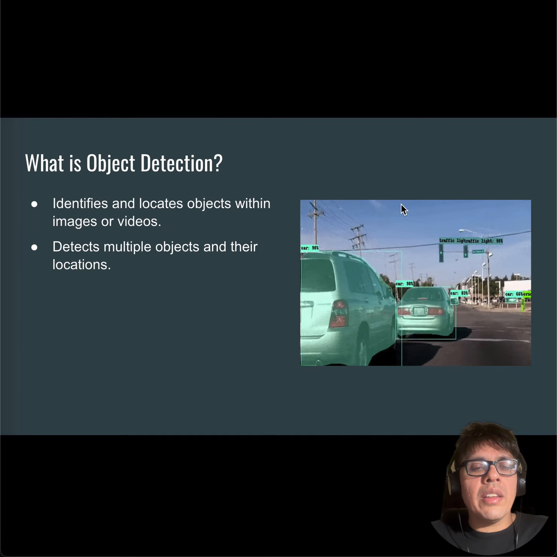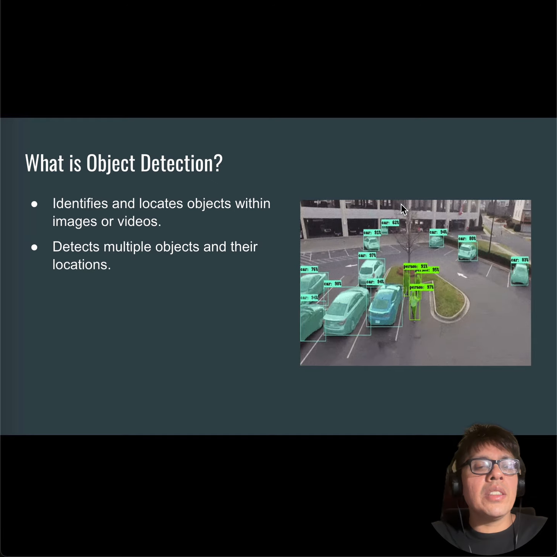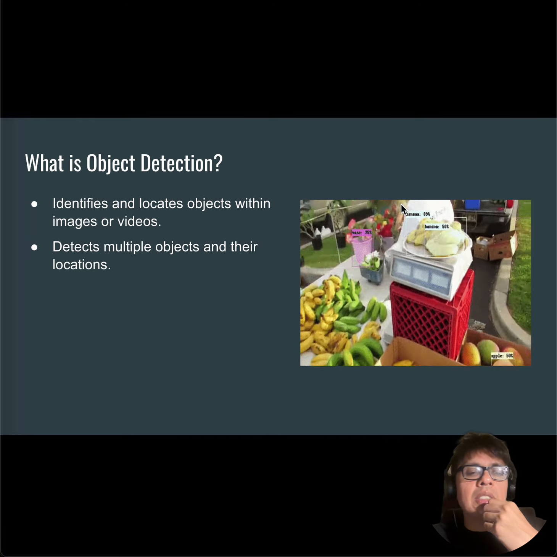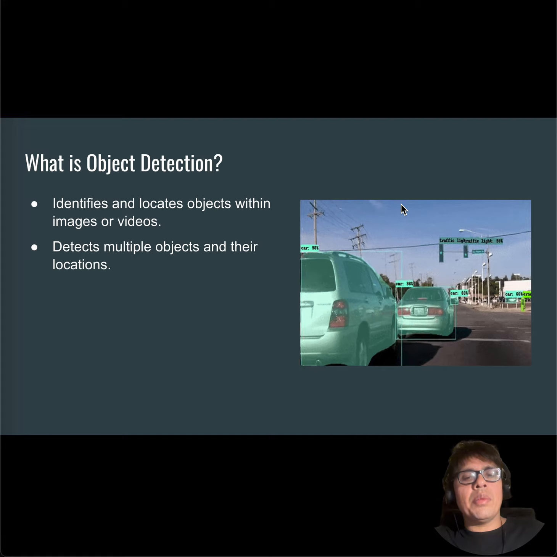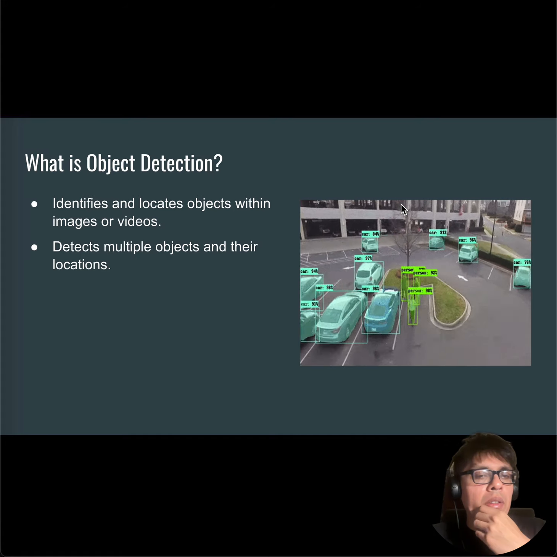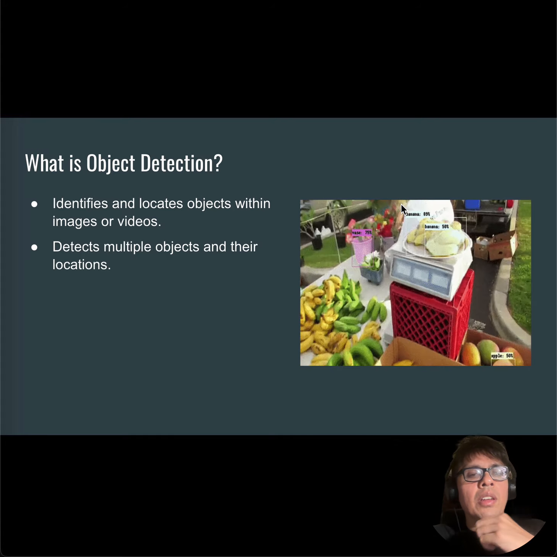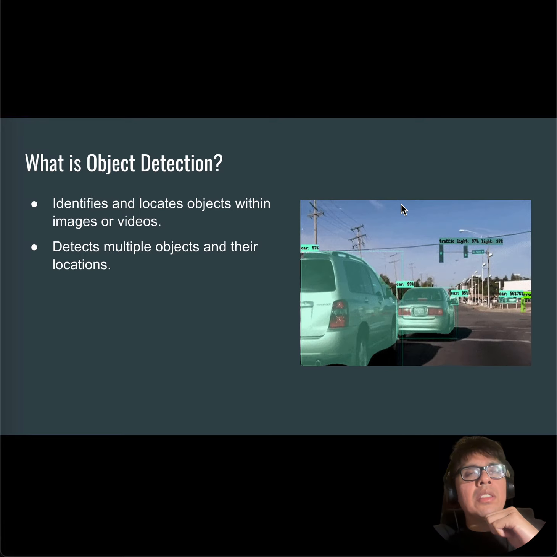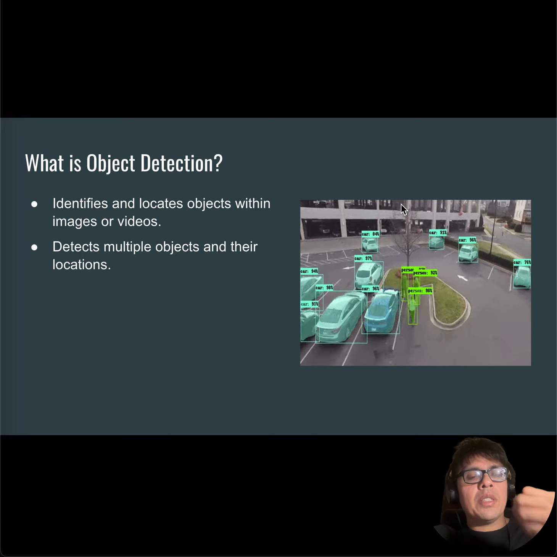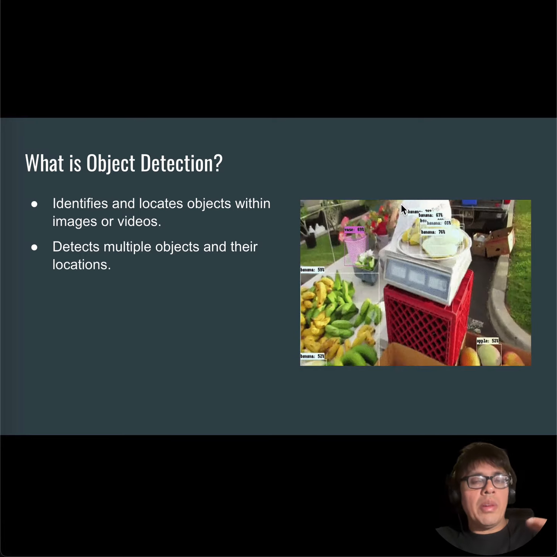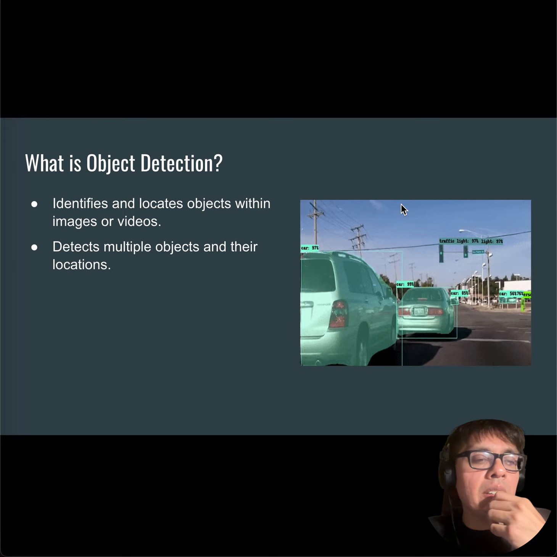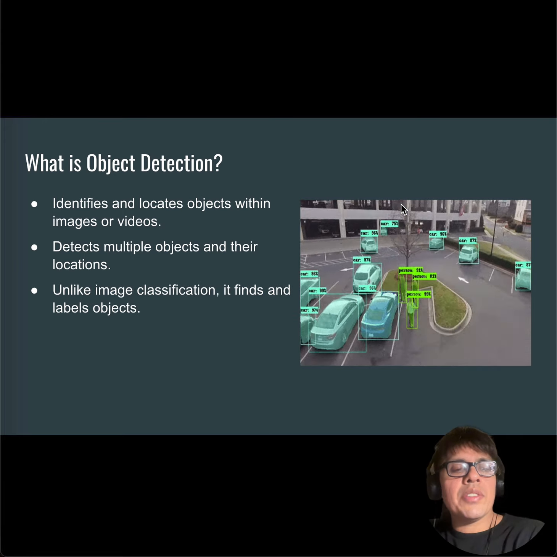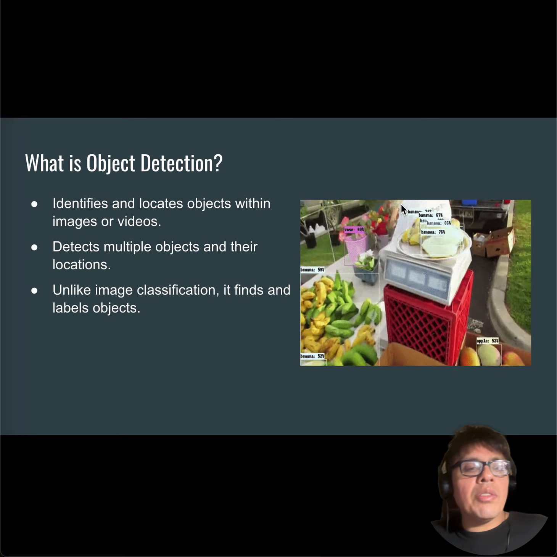As you can tell, there's some kind of percentage of confidence that the object is what is being reported, and the bounding box around each object tells you where its location is. All this information can be extracted from this process as numerical data, and analysis can be done on that. Unlike image classification, object detection finds and labels objects.